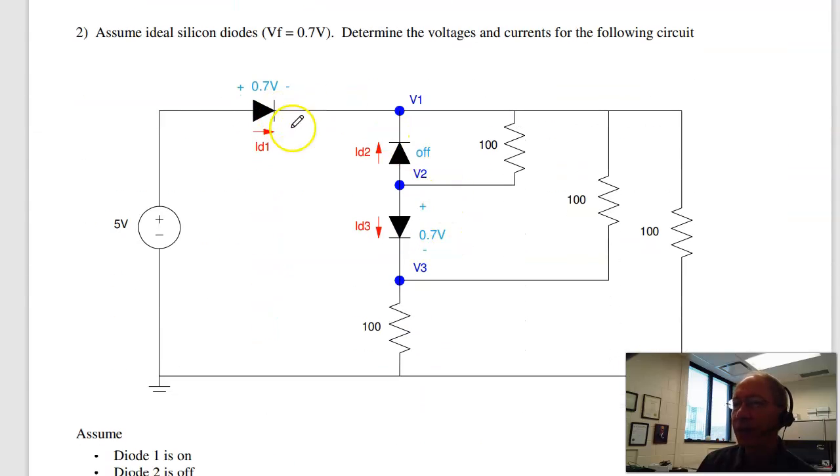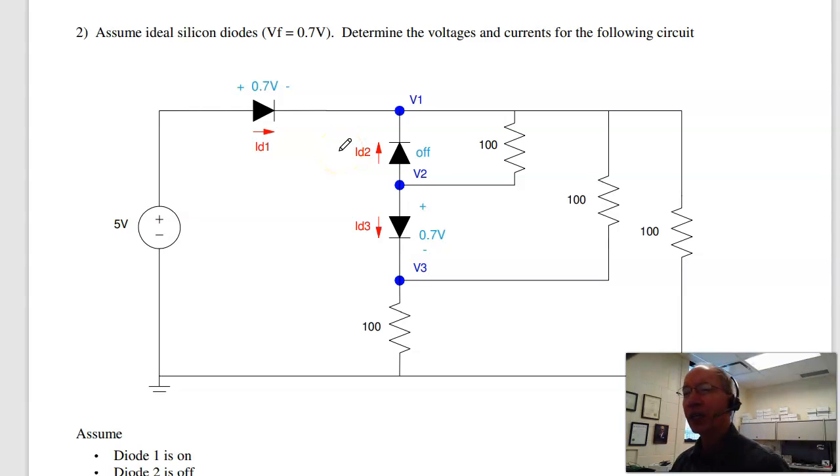Problem 2. Repeat the same 3-diode circuit that we had in homework set number 2, but in this case using ideal diode models. So I'm going to assume that this diode is on. I've got 5 volts trying to push current through it. The current is going down, so probably diode 3 is on. And this one's probably off because current's going backwards.